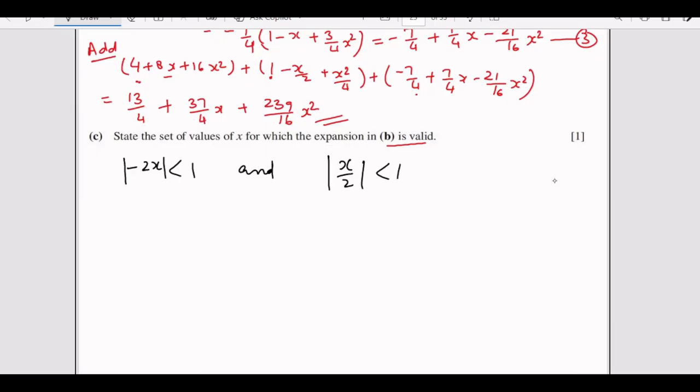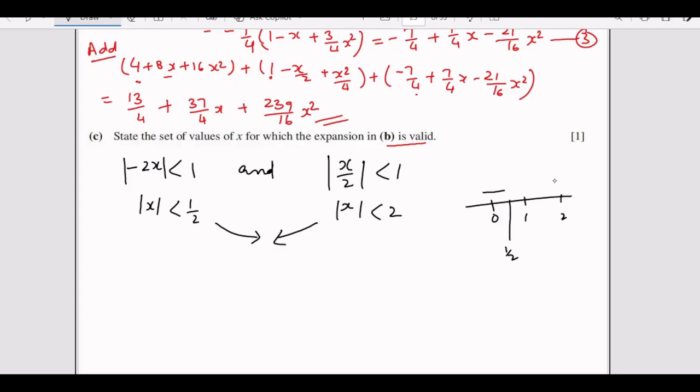Now we will combine. As mod x, when you divide, is going to become 1 over 2, because there is a modulus, we will remove the negative sign. So this is going to be less than half. Now when you combine these two, what will be the result? So this is x0, this is x1, x2, and half is somewhere here, right? So values are less than this and less than this. If I combine with this half, then it will cover all the values, right? So by combining, the final answer is mod x is less than half.